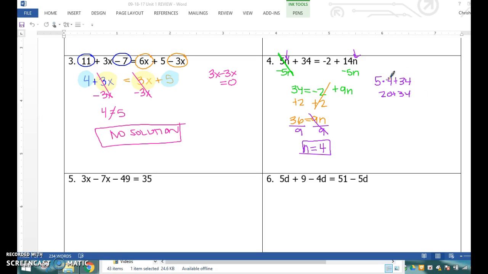20 plus 34. Remember our order of operations, PEMDAS. Multiply before you add. 20 plus 34 is 54. Okay, I'm going to check out the other side. Putting my 4 in for n. Negative 2 plus 14 times 4. 14 times 4 is 56. And negative 2 plus 56 is 54. It works. Substitution.